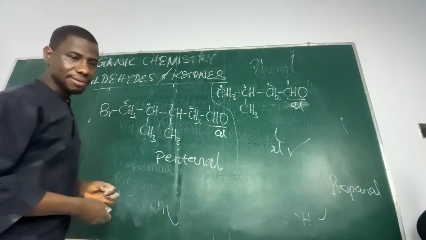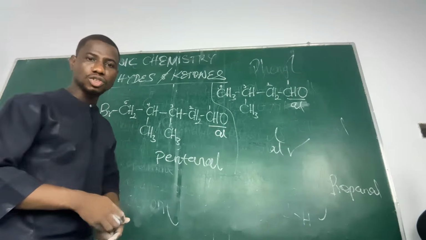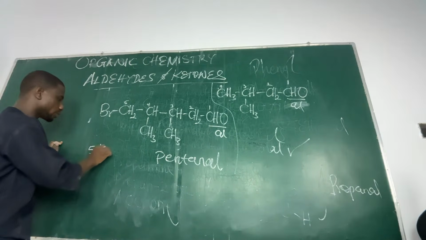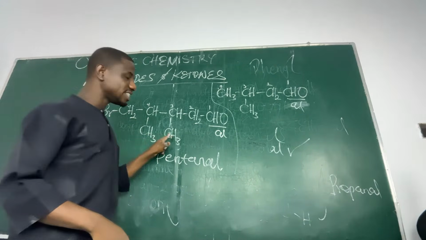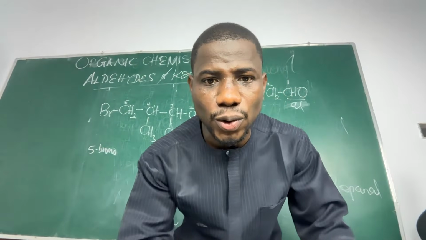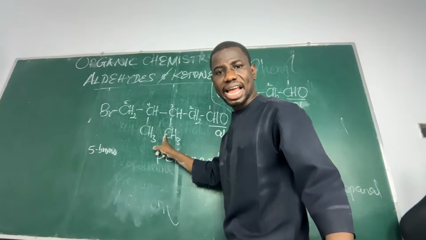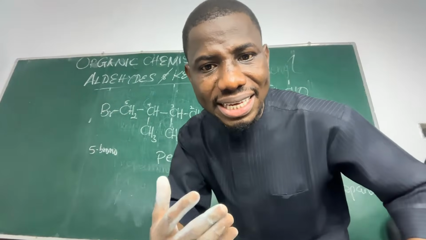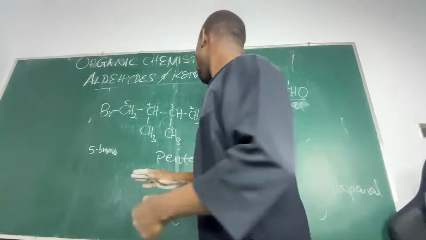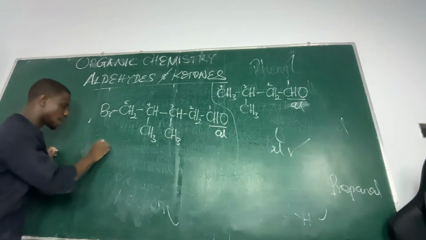Now we have branches here. Bromo, methyl, methyl, right? The bromo is on position what? 5. So the name should be 5-bromo. We have 2 CH3. Each CH3 is called methyl. But because there are 2, one is at position 3, the other is at position 4, we now say 3,4-dimethyl.